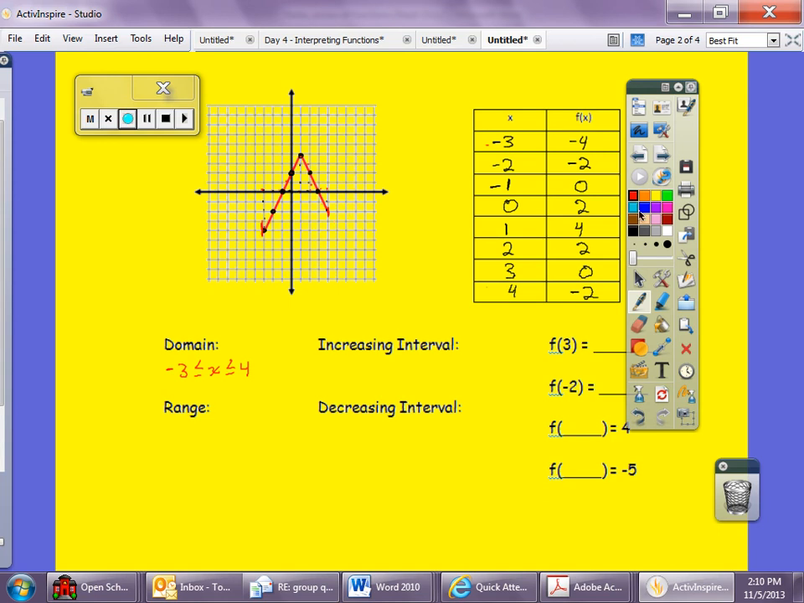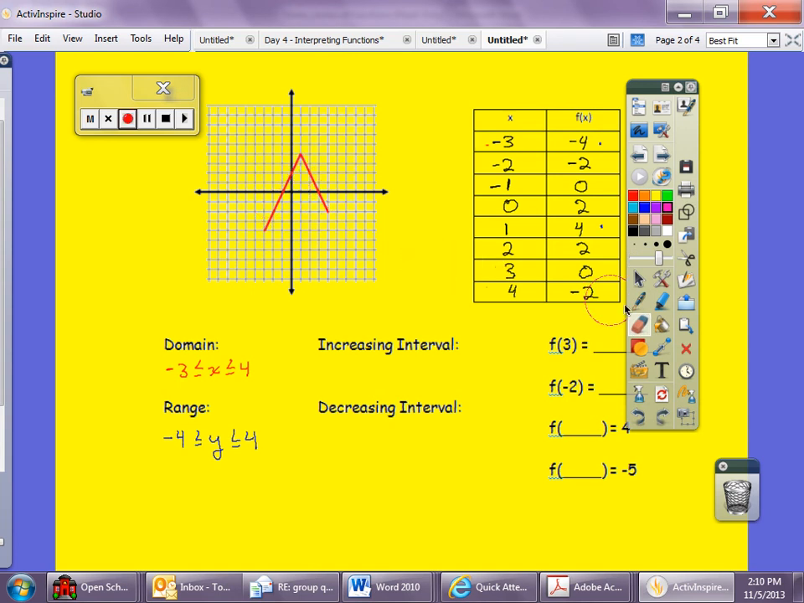The range is our y value, so the bottom part is down here, the top part is up here. Well, what's the lowest value? Negative 4. The highest value is positive 4. So the range goes from negative 4 all the way up to positive 4. And you can see how the lowest number is negative 4, the highest number is positive 4.